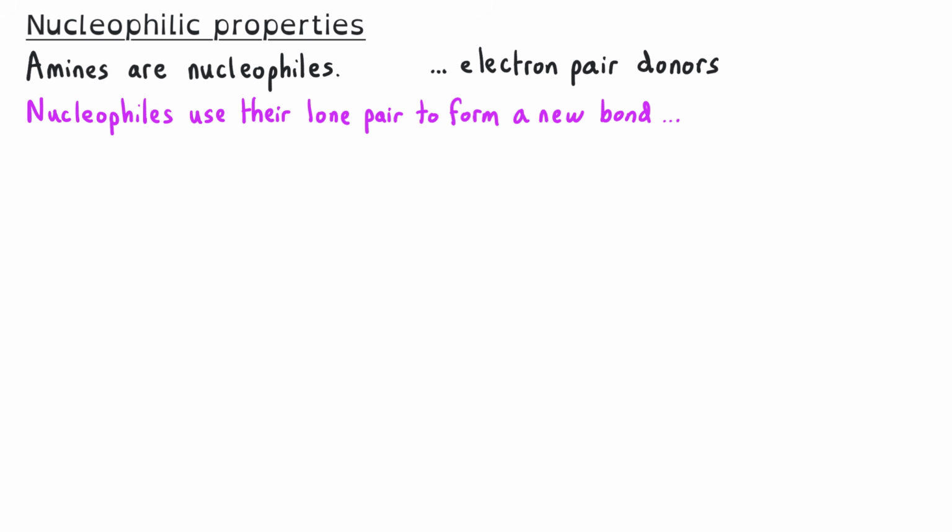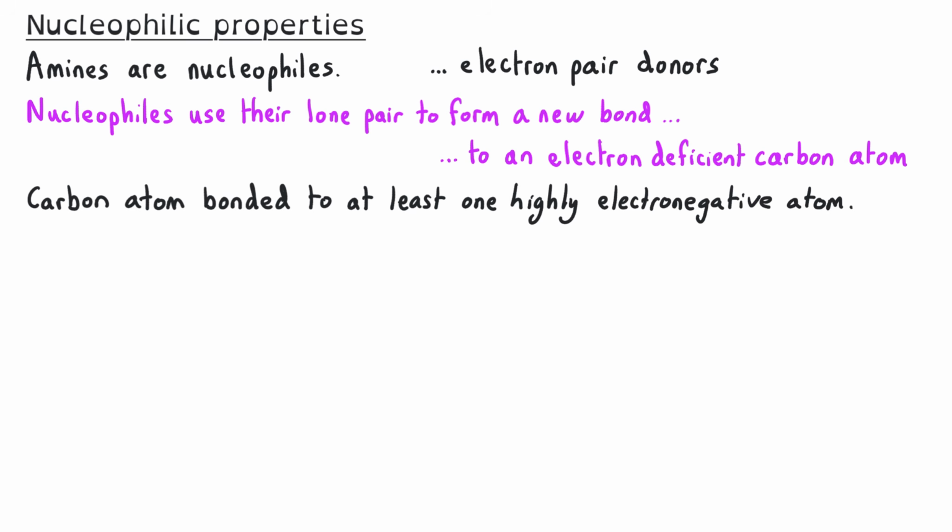Amines can act as nucleophiles, which means that they're able to act as electron pair donors. When nucleophiles react, they use their lone pair of electrons to form a new bond to an electron-deficient atom, which for A-level chemistry will normally be a carbon atom. Carbon atoms will be electron-deficient if they are bonded to at least one highly electronegative atom.